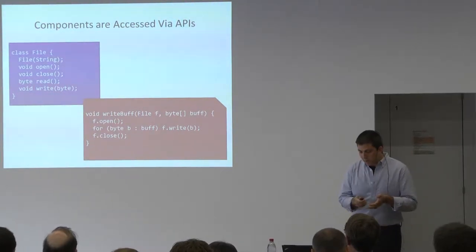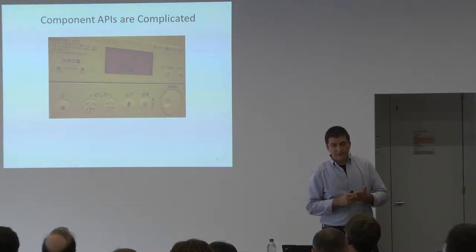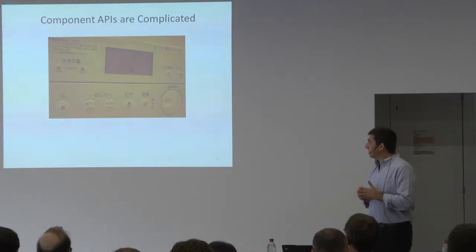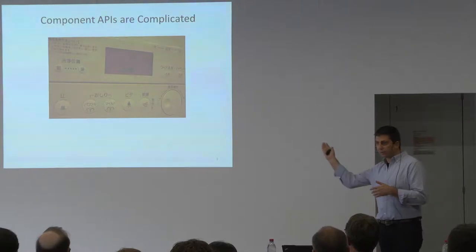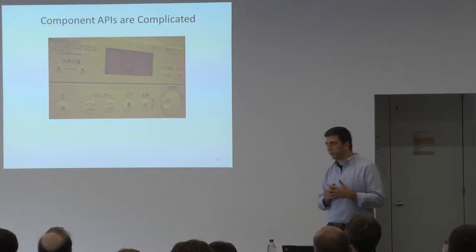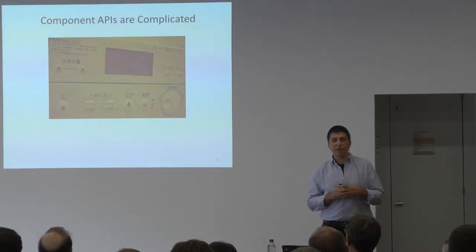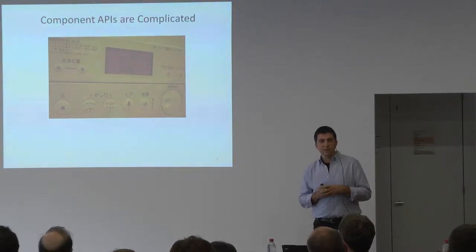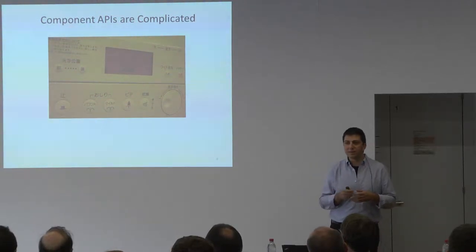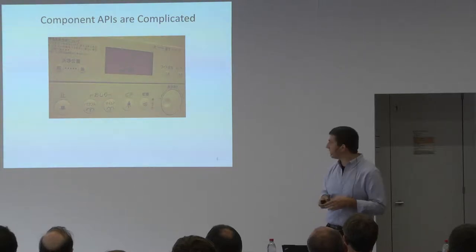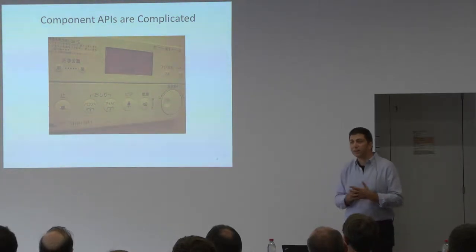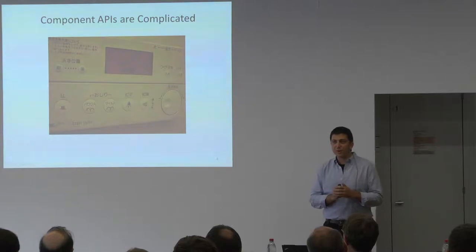This is my own kind of file interface, and you can use it by calling these methods of this component. But the problem is that the components of the APIs are kind of complicated, and here's an example of some API. It's not a software API, but can anyone guess what API this is for? Washing machine? Toilet, all right, yes. So this is a Japanese toilet.